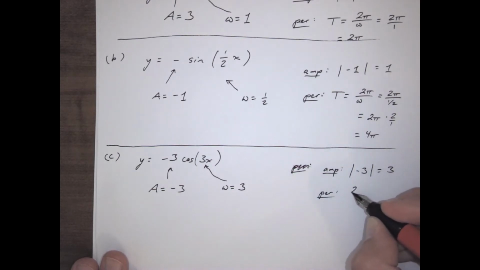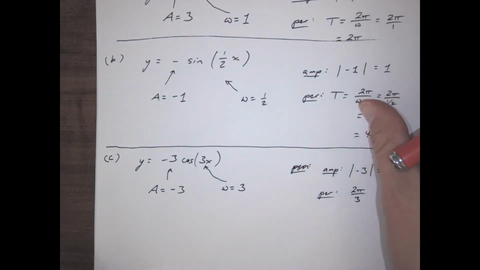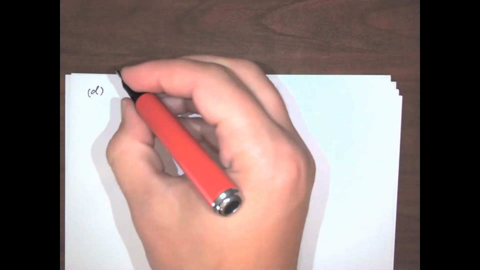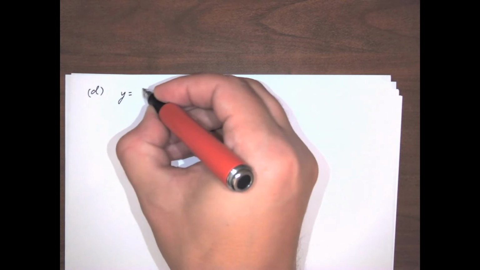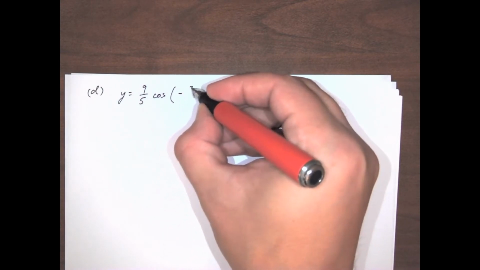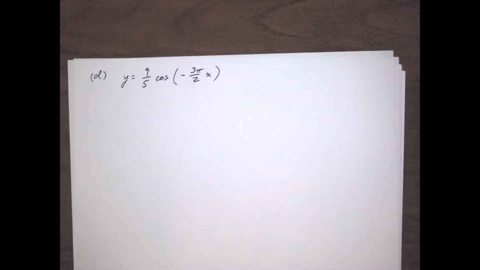And as for the period, that's 2 pi over omega, which I'm going to skip writing all that stuff, and I'll just write 2 pi over 3. Nice and easy. Alright, now let's deal with something where the numbers have some interesting quirks to them. So how about D? So here y equals 9/5 cosine negative 3 pi over 2 x, and that'll just be our function.